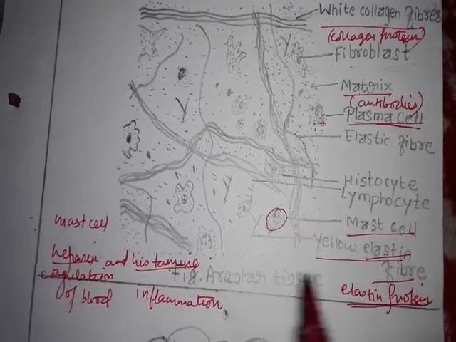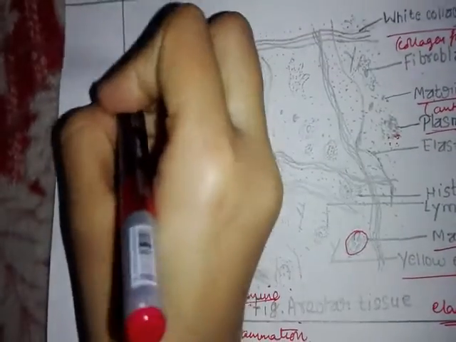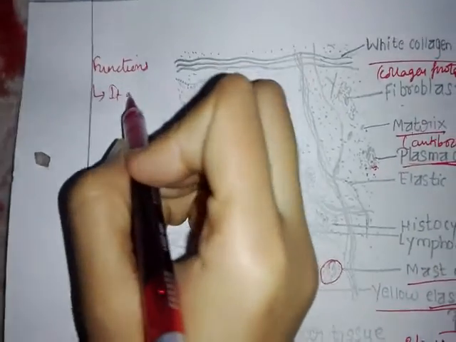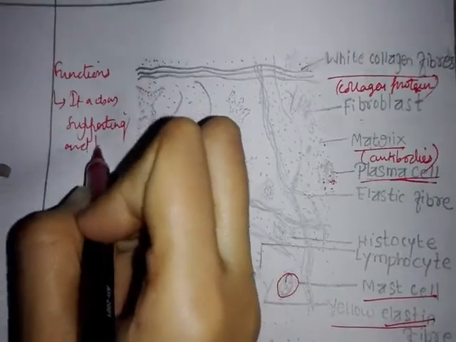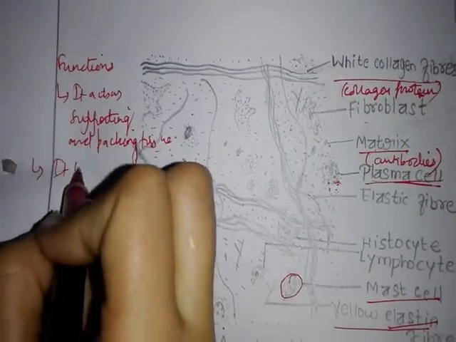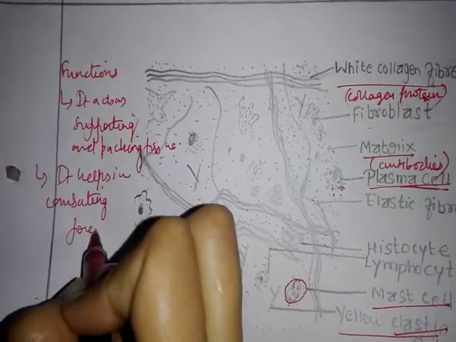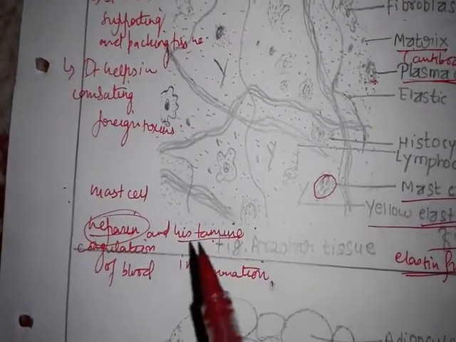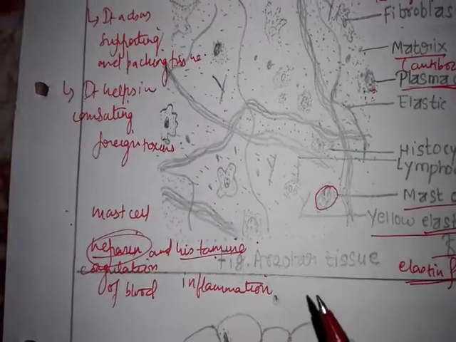It occurs between skin and epithelium and around the blood cells. The functions of this tissue are that it acts as supporting and packing tissue. Likewise, it helps in combating foreign toxins. The heparin present in it prevents the coagulation of blood or clotting of blood, etc.